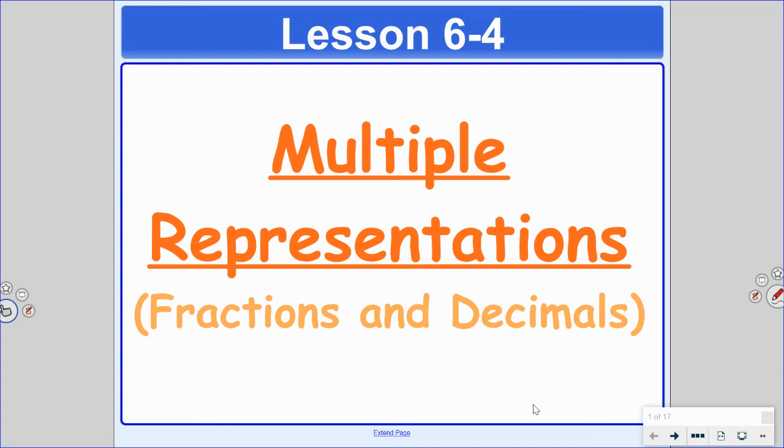Section 6-4, multiple representations, fractions and decimals. And actually our essential question for this whole chapter is, how can we represent numbers in different ways? For instance, 1/2 is the same as 5/10, is the same as 50 hundredths, is the same as 50%, and of course we could go on forever with different representations.